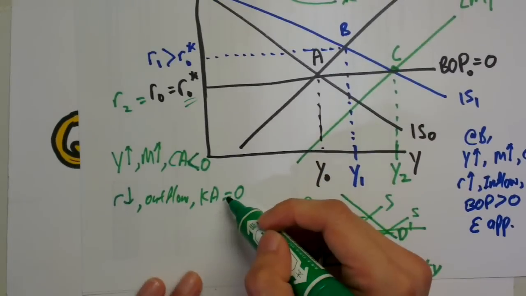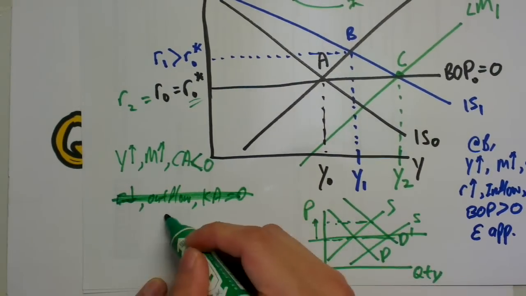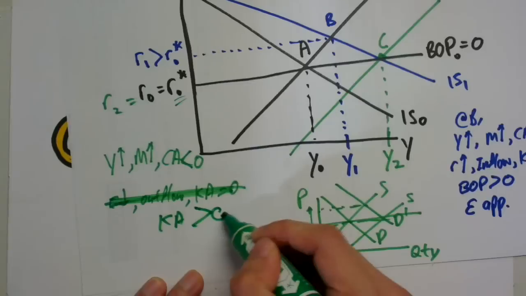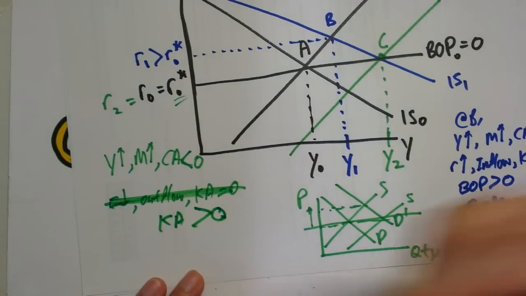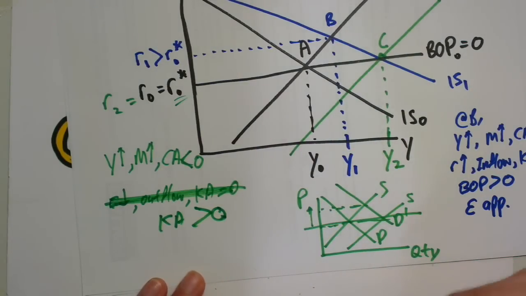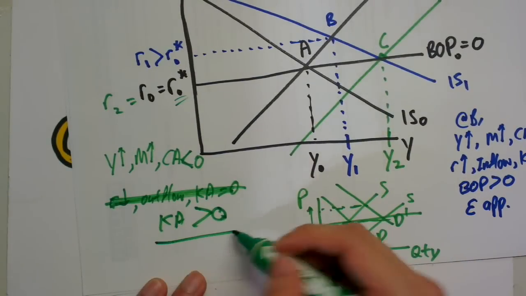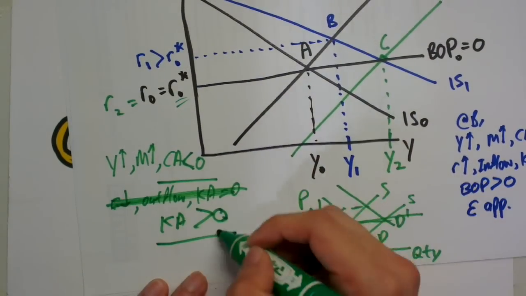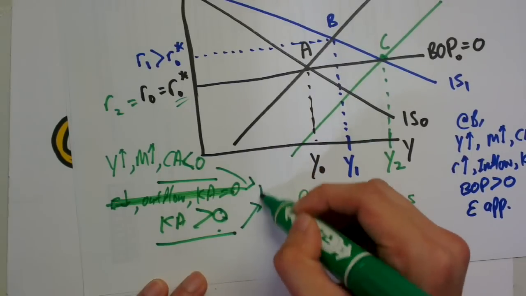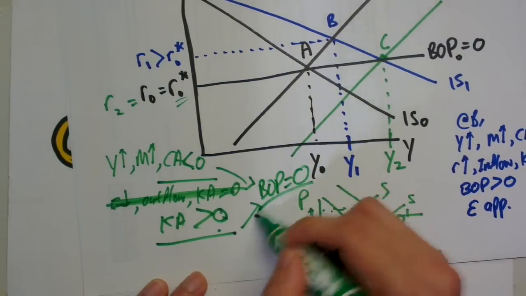So therefore, the capital account is still more than 0, because the funds are going to stay in our domestic country. They're not going to flow out for this reason. So you have this more than 0 and this less than 0. This is going to cancel this out. Therefore, your balance of payments is equal to 0.